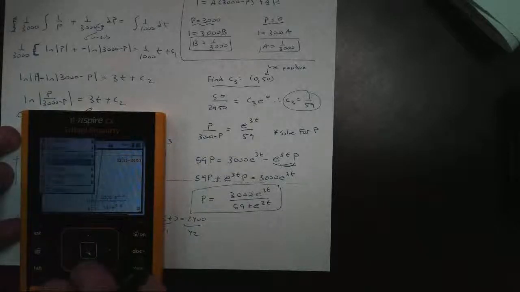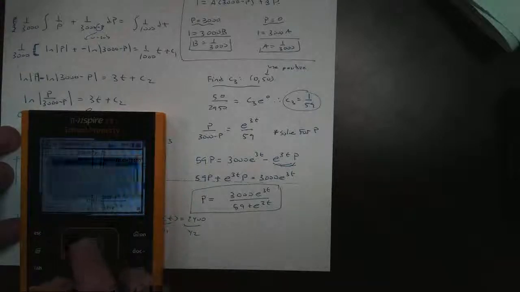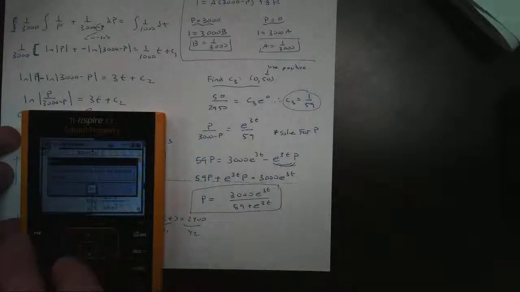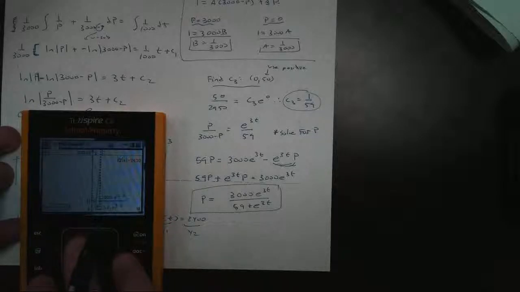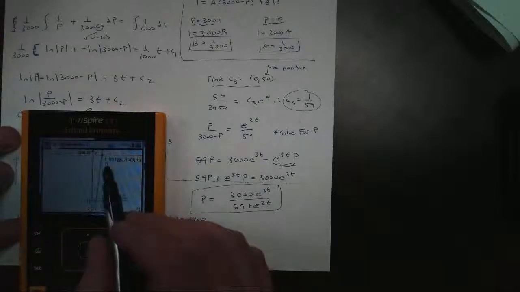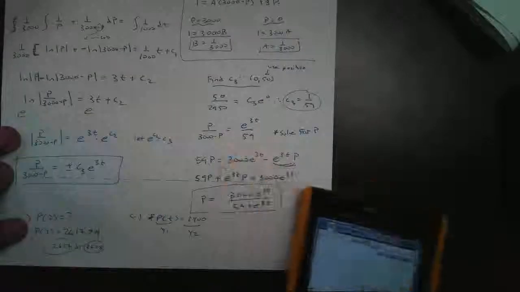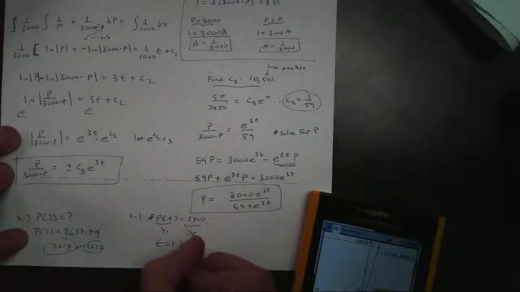So menu. Now I'm going to go analyze graph, intersection, lower bound. I scroll it over a little bit. Hit enter. Upper bound. Scroll, hit enter, and it gives me 1.821 days. So t equals 1.821 days.